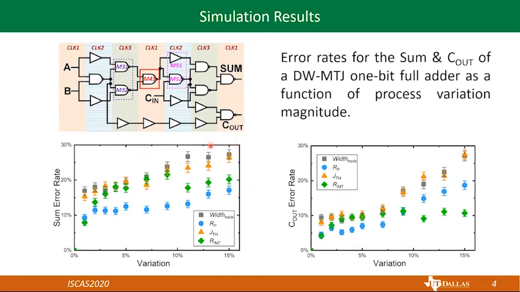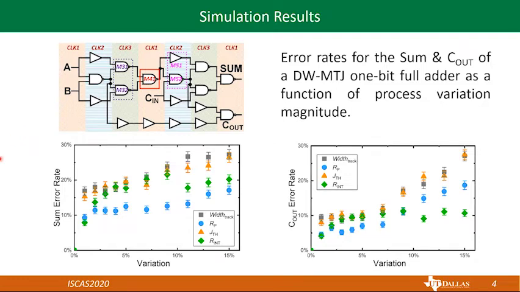With the process variation model, we simulate a 1-bit full adder with DW-MTJs. As in the schematic shown here, this adder is constructed by a set of buffers and NAND gates we introduced before. On the bottom are the simulation results.